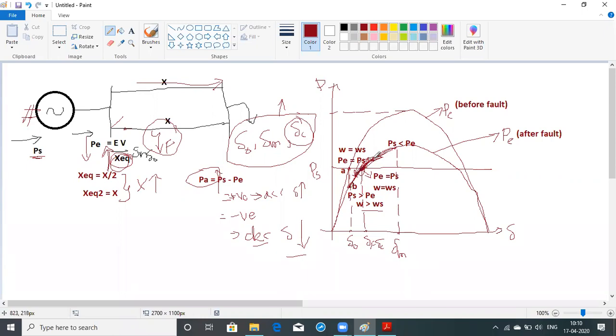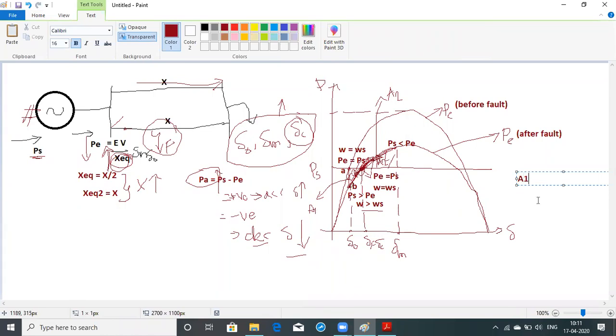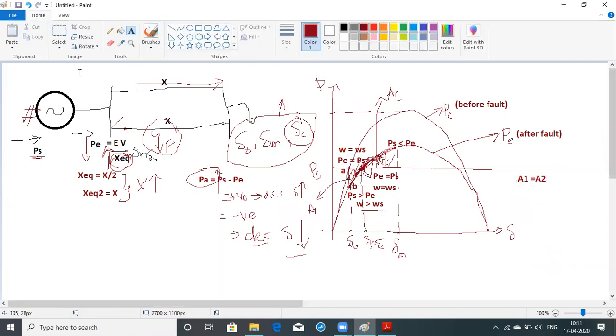Now if you want to calculate the area, this is the area A2. This is A1 and this is A2. Now you need to compare these two areas. If these two areas are equal, that is A1 is equal to A2, then we are going to call the system as being in a stable condition. If these two are not equal, then we are going to call the system an unstable condition, right?